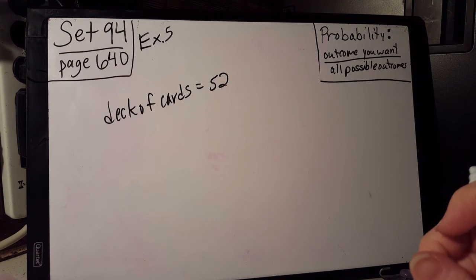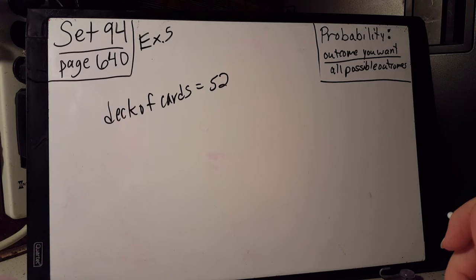Okay, on page 644, we see example 5, and it says, from a well-mixed deck of cards, Josephina selected and kept one card, then a second card, then a third card, and finally a fourth card. What is the probability that the 4 cards Josephina selected are aces?